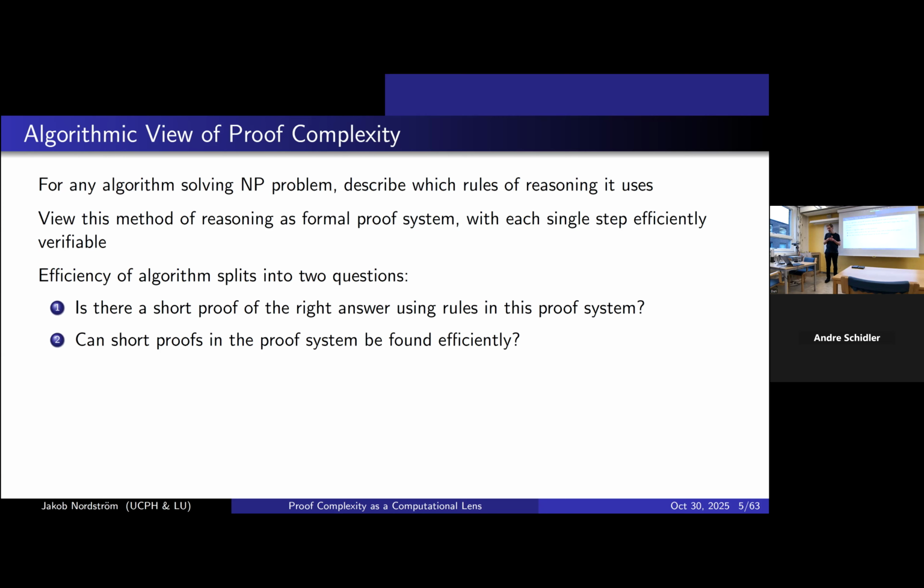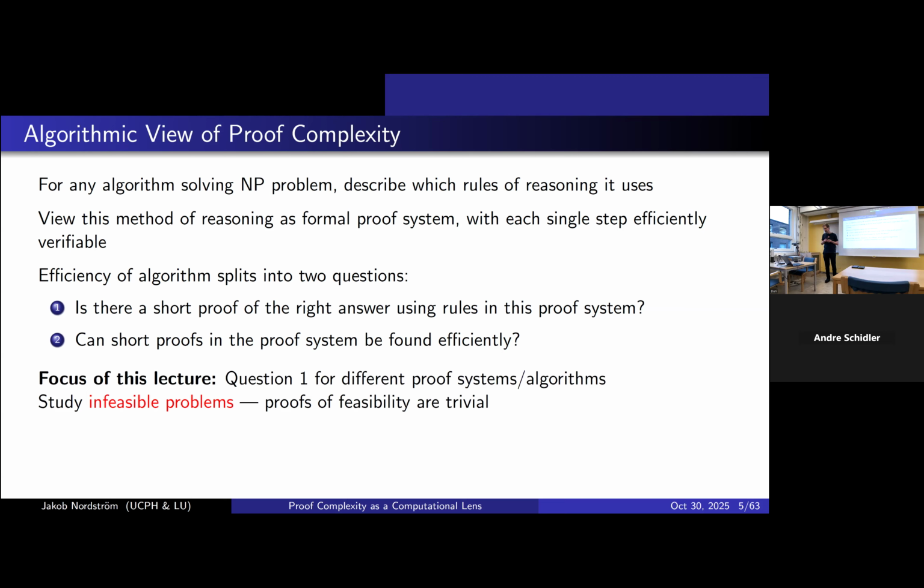And now you can ask two questions about the efficiency of an algorithm when given a certain problem to solve. The first question is, is there in principle a short sequence of reasoning steps that will lead to the right answer? And in this formal proof system, we can view it as, is there a short proof of what the right answer is? And then the second question is, given that there is such a short proof, is there a way algorithmically to actually find such a short proof that would make the algorithm run fast? What we're going to focus on today is the first question.